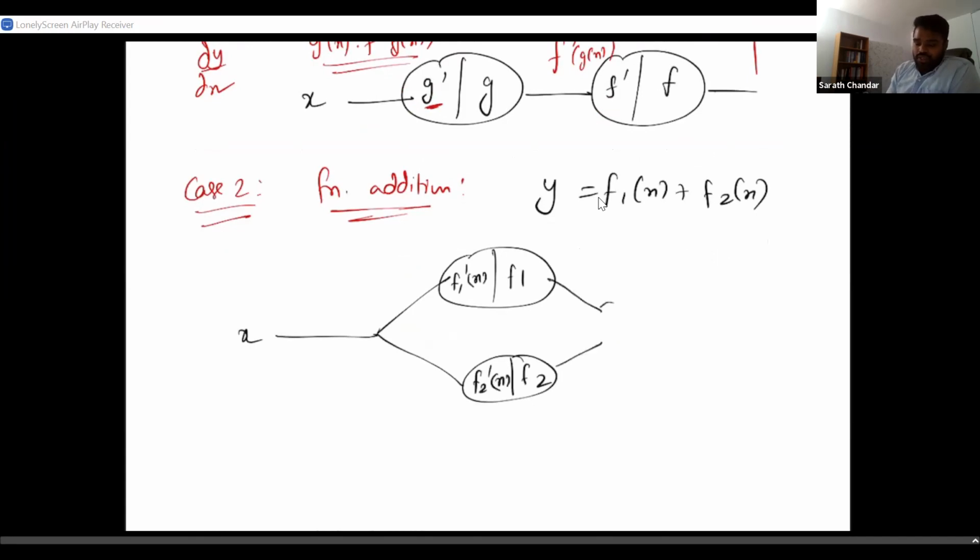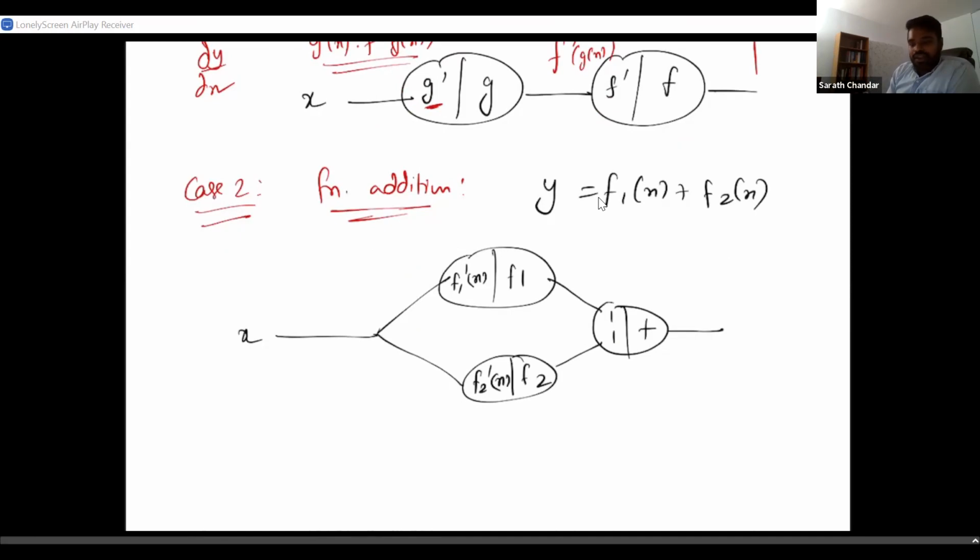Then you add these two things, and we have seen that if you're adding, the derivative with respect to one of them is given by 1, right? So then finally, you get f1 of x plus f2 of x. If you run this forward, you get f1 of x plus f2 of x. Now let's see how to run this backwards.